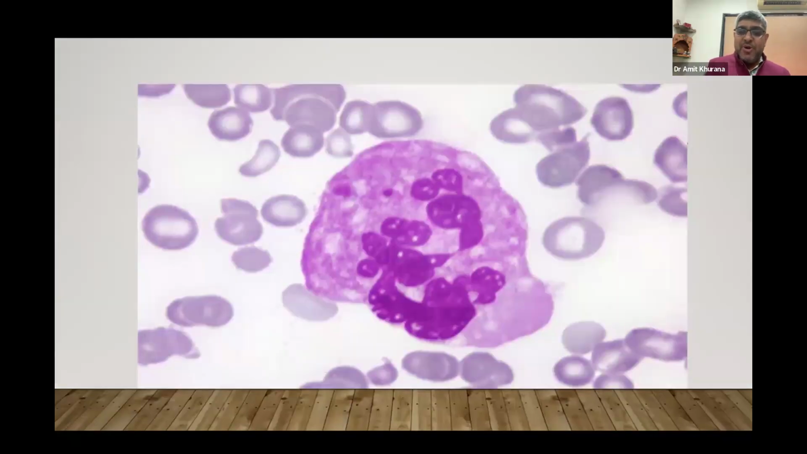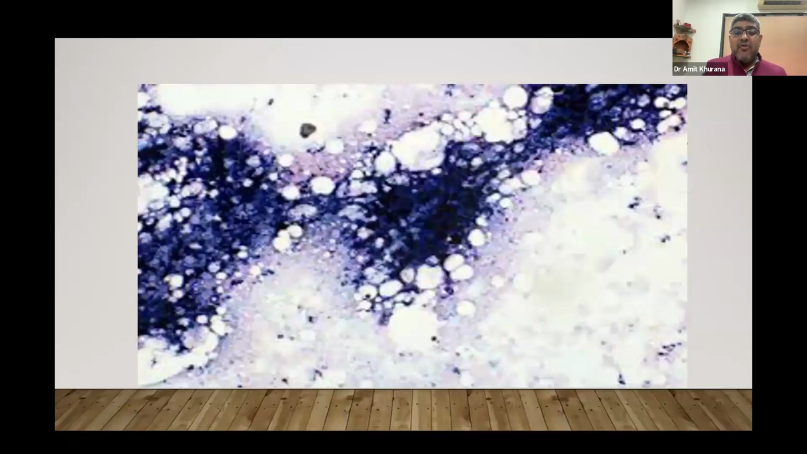Another very important feature is the hypersegmented neutrophil. This is a typical hypersegmented neutrophil, where the lobes can go to more than 6 lobes. That is the definition of a hypersegmented neutrophil. What else do you get in megaloblastic anemia? If you look, the iron stores will be increased. That is the hallmark.